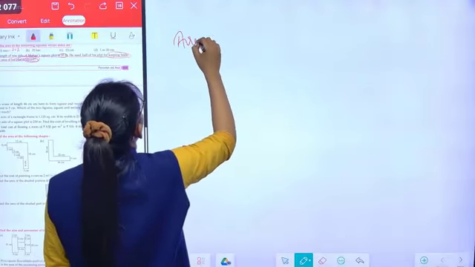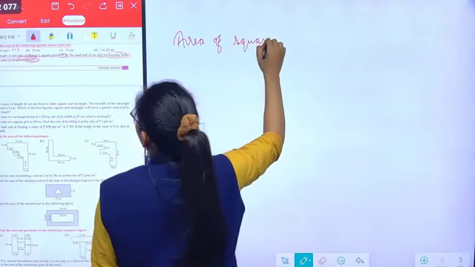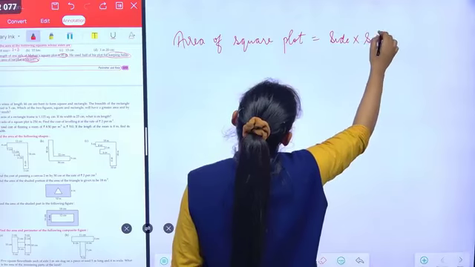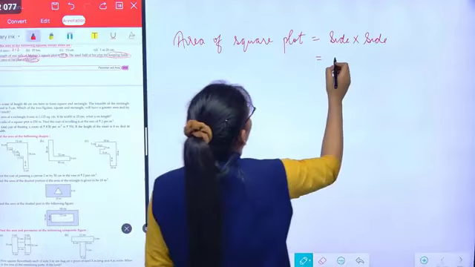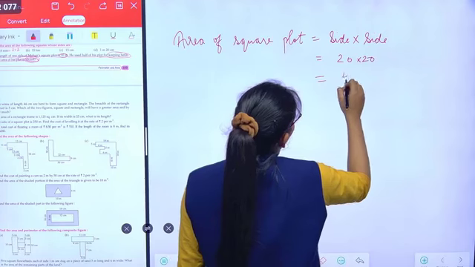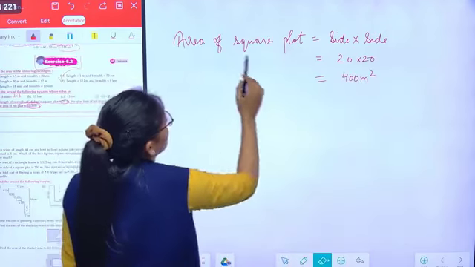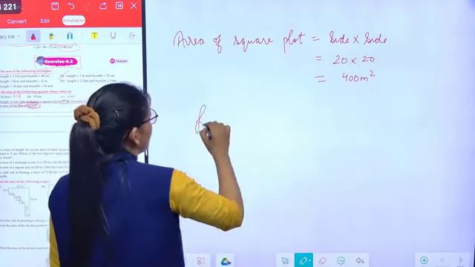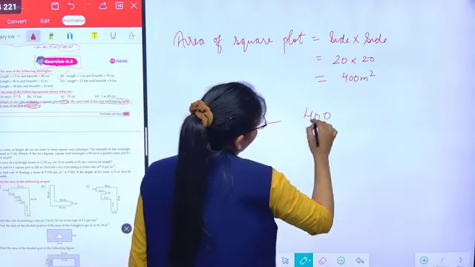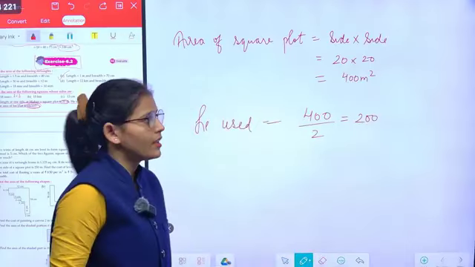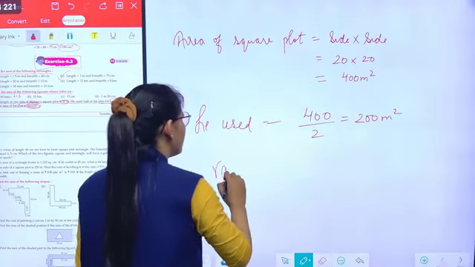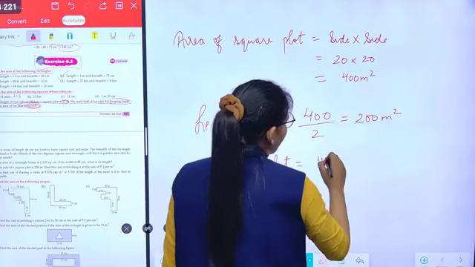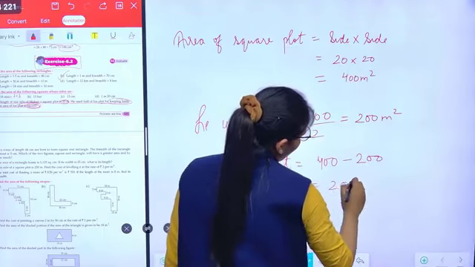Now class, area of square plot, that is side into side, that is 20 multiplied by 20. Now class, 400 meter square. Now area of the square plot was side into side, 20 multiply by 20, that is 400. Class, what he used: he used is equal to half. Half used means he used 200 meter square. So class, vacant plot is equal to total minus used, that is 200 meter square.